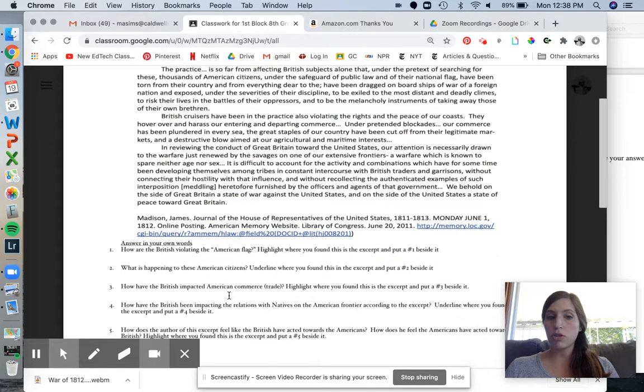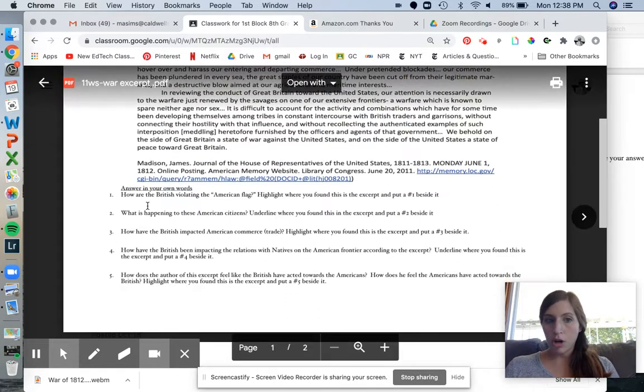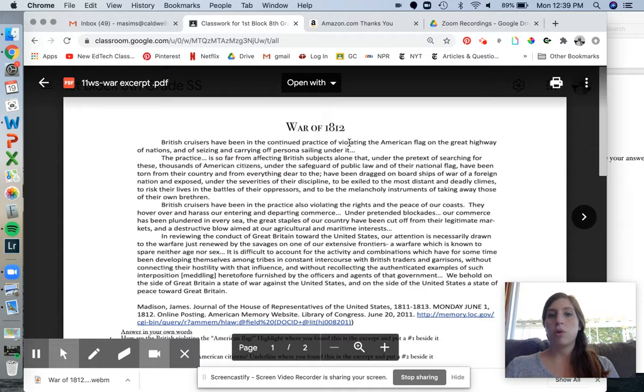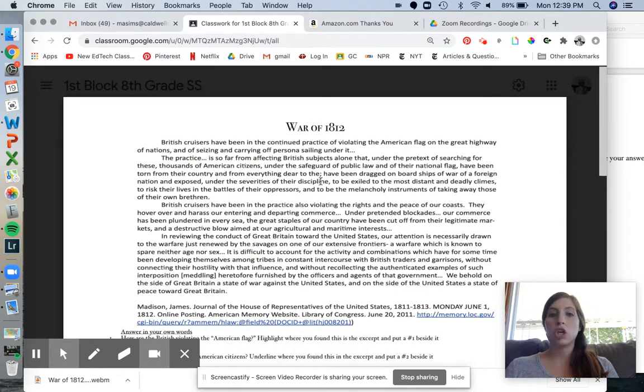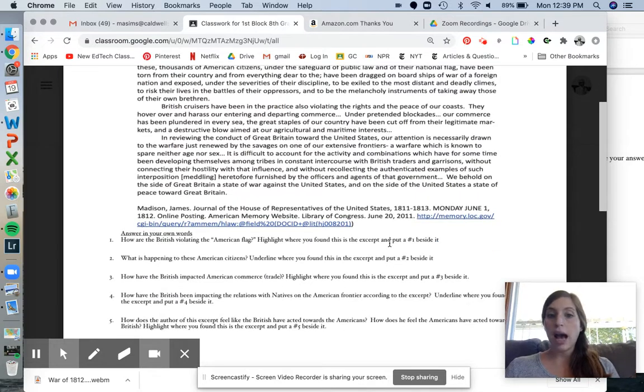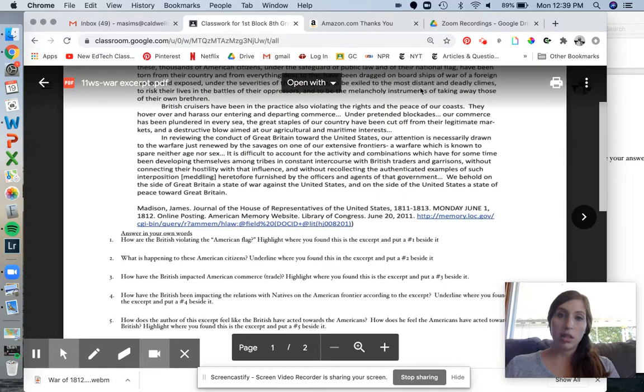So what you guys are going to do, the questions go in order, is you're going to answer this question. So how are the British violating the American flag? So it says up here, the practice of violating the American flag. And then it goes on to explain how they have violated that. So you're going to write that answer, and then you're going to highlight where you found that in the document. So if it's this little part right here, you'll highlight it, and you can put a number 1 out to the side. It's probably the easiest to do that in Kami, but if you want to try to do it in Google Docs, you can.